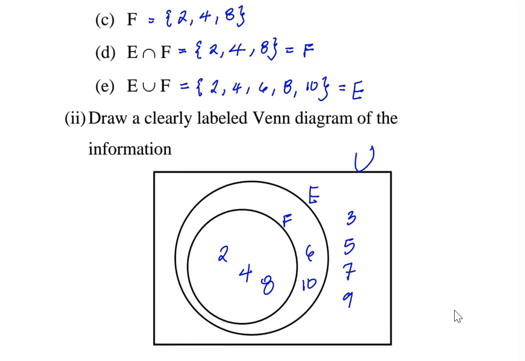Note, F is a proper subset of E. It means all the elements of F are also elements in E, and that there are elements in E which are not in F. This is how you draw your Venn diagram when you have a proper subset. Let's go further.